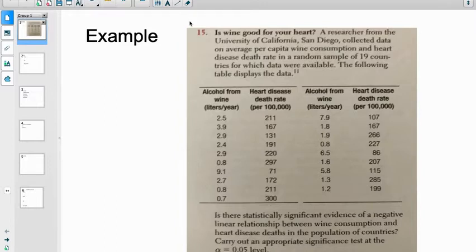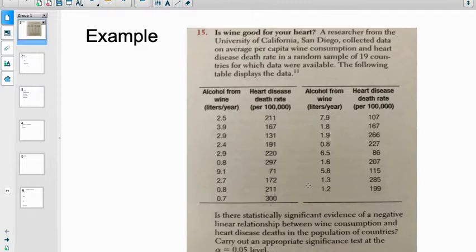A researcher from the University of California decided to collect data on the average per capita wine consumption and heart disease rate in a random sample of 19 countries for which data is available. And this table displays the data.